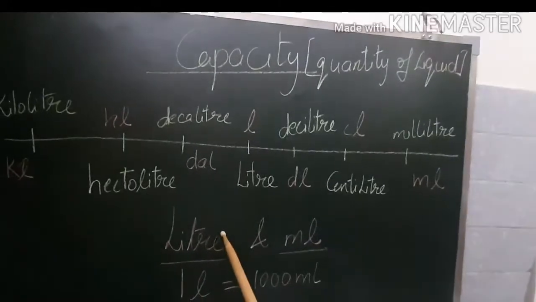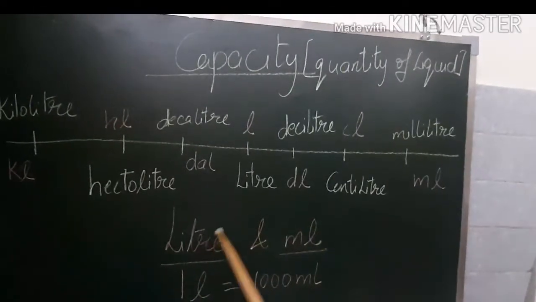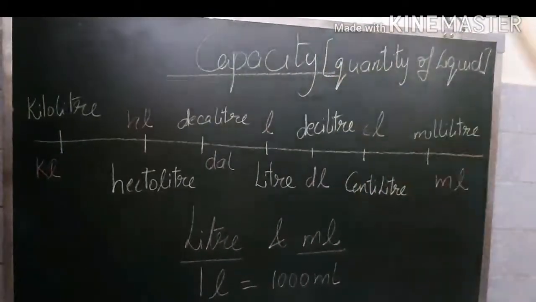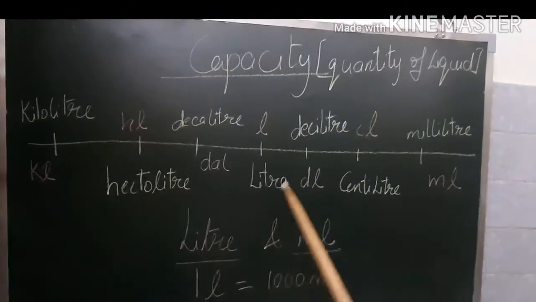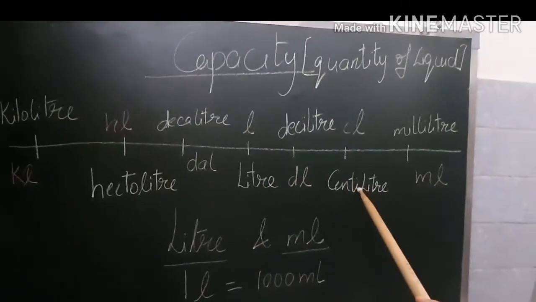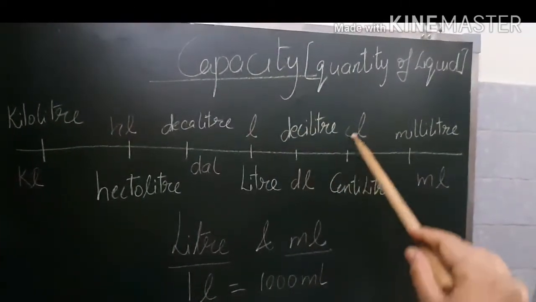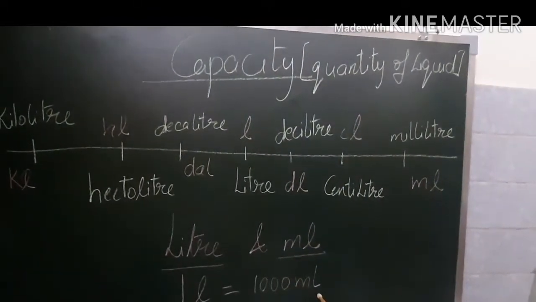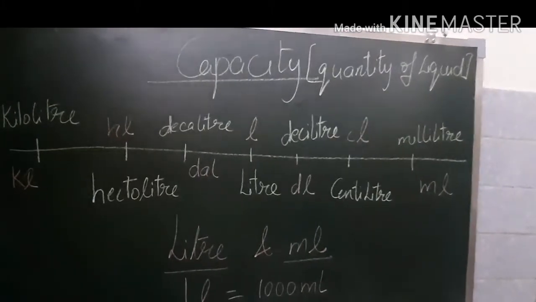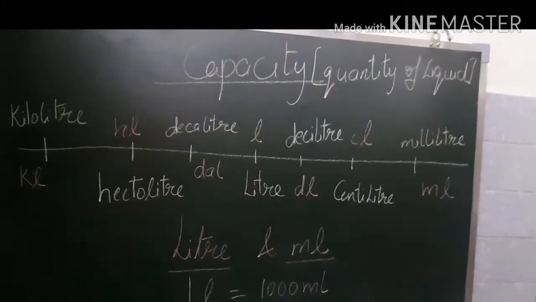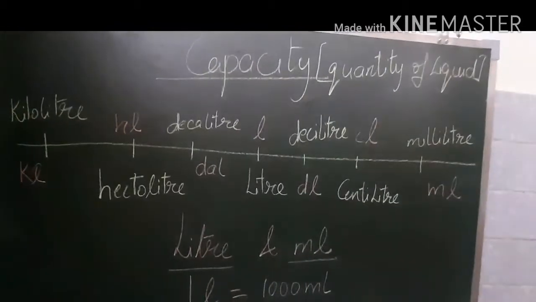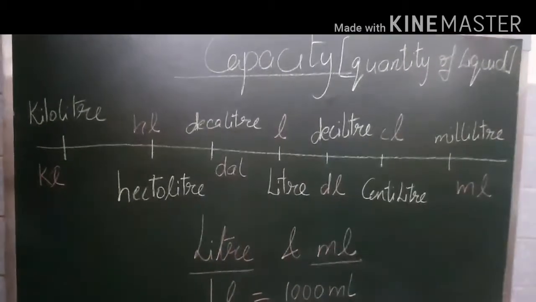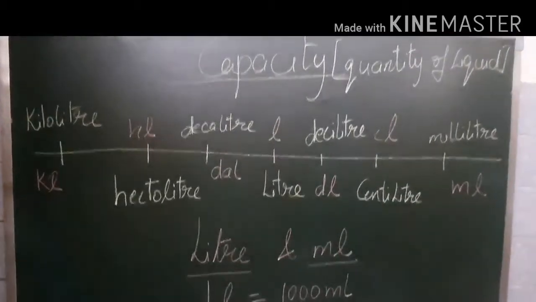Generally, liter and milliliter are the two common terms which are used to find the capacity. 1 liter is equal to how many milliliter? 1, 2, 3. That means 1000 milliliter. So, when you want to know the quantity of liquid, don't say kg or grams. We use milliliter, liter or kiloliter according to the need.